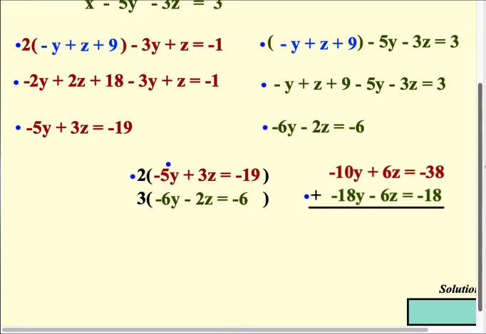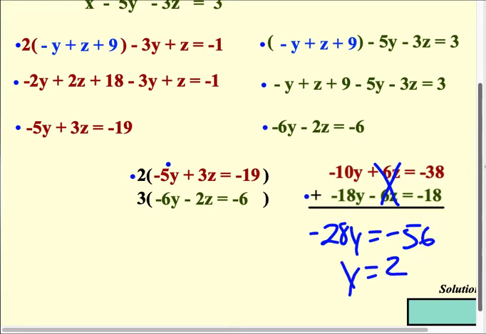So let's get those multiplications done. Distribute the 2 and distribute the 3, and then we're going to add down in columns. Now remember, at this point, try to get down to that single variable. The z's are going to drop. Again, that's what I wanted. I've got negative 28y equals negative 56, and divide by negative 28, and y is 2.